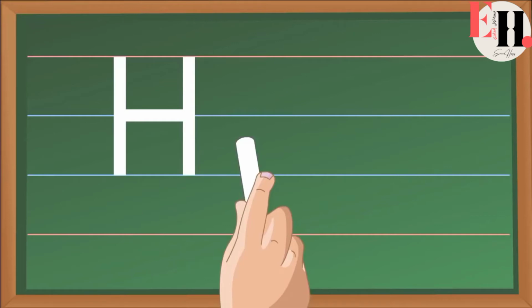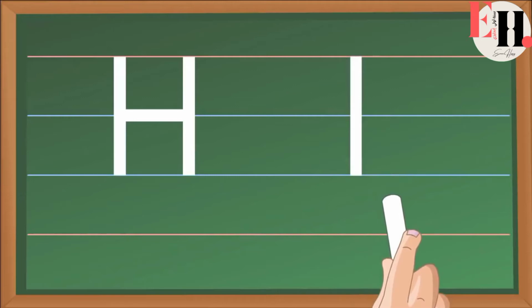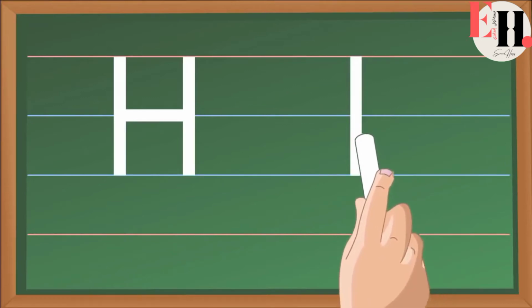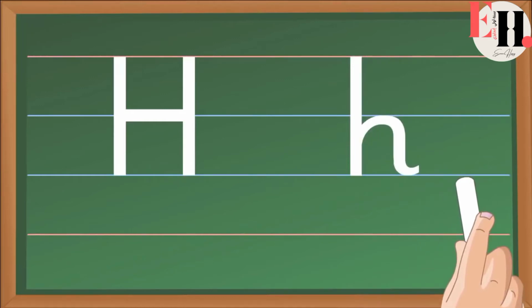Small h. Start from the top and make a standing line to the bottom. Then go to the middle and make a curve reaching the bottom with a small curl at the right.